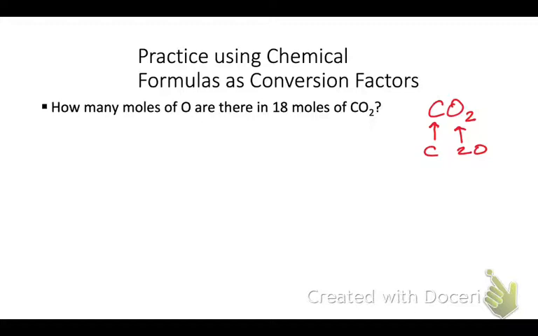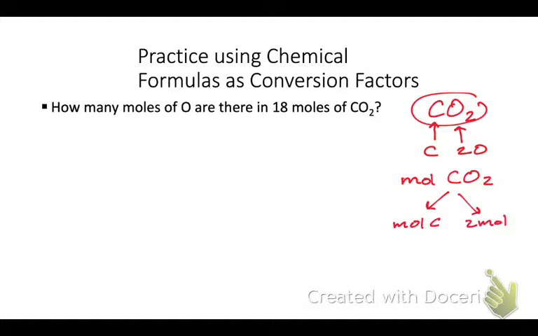I am multiplying everything by Avogadro's number. So if I said a molecule has 1 carbon atom and 2 oxygen atoms, then I can also say a mole of carbon dioxide has 1 mole of carbon atoms and 2 moles of oxygen atoms, right? It's the same ratio. It comes from the formula. So therefore, we can use conversion factors.